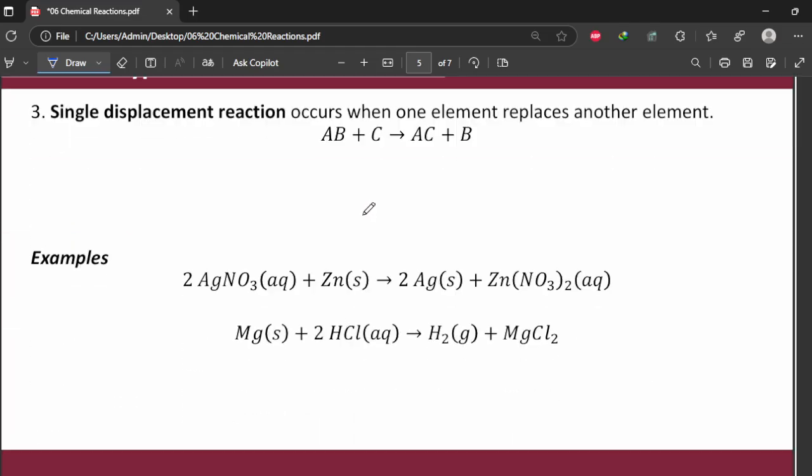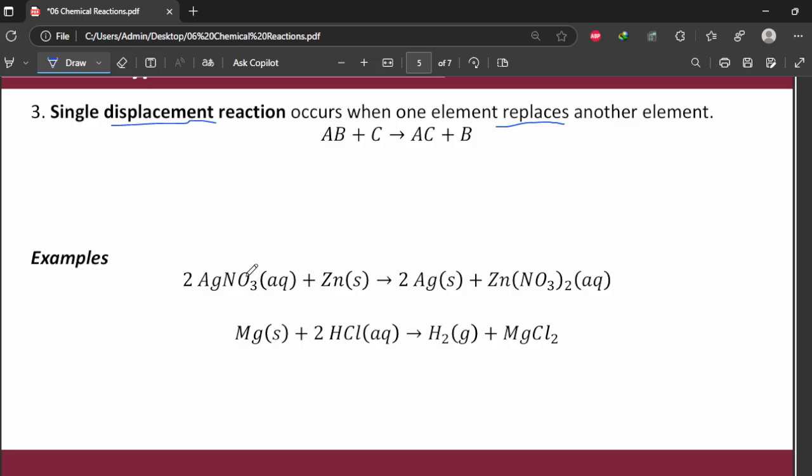Next, we have what we call single displacement reaction, which occurs when one element replaces another element. Very simple lang intindihan tong single displacement kasi pag narinig natin yung salitang displacement, meaning ang ibig sabihin nun ay replacement or may mapapalitan. So it follows the format AB plus C will form AC plus B. So paano ba natin gagawin yan?